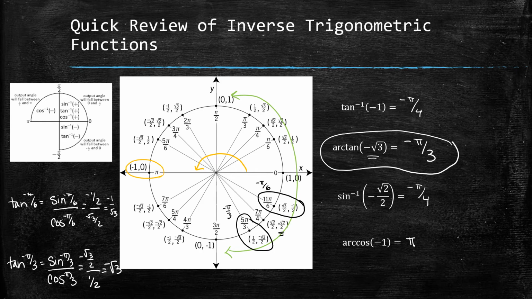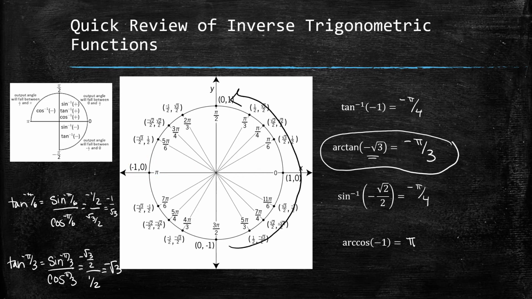Okay, so let me erase some of this here on our graph. Again, you should have known, since it's arctan, you should have been looking bottom to top. Since it's negative, you knew to look here in the fourth quadrant.